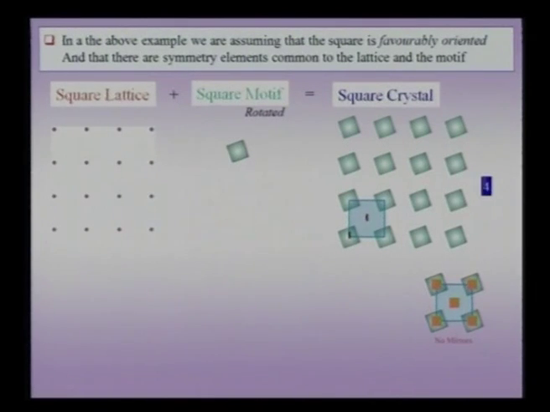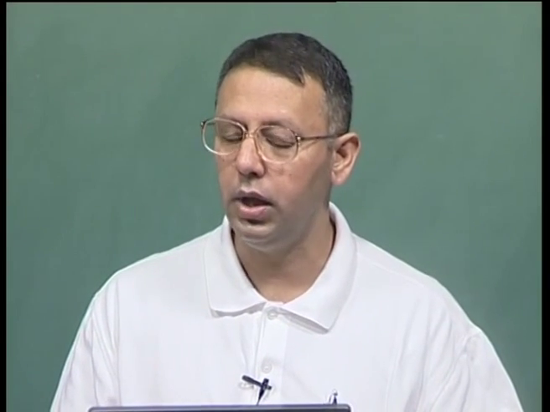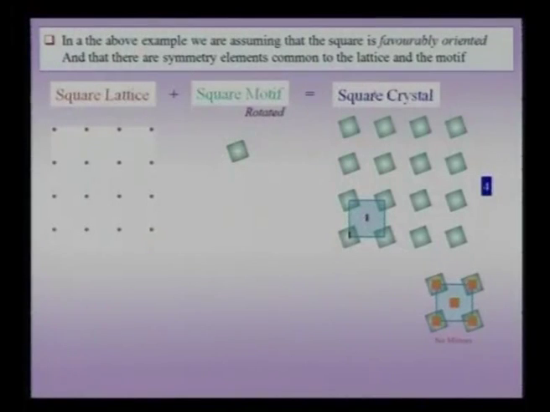Now it is the method of classification wherein we include 4mm and 4 both into the square class of crystals. In other words, the characteristic symmetry of all square crystals would be the presence of a fourfold axis, which is why I call this a square crystal, even though the symmetry of this crystal is lower than the symmetry of the lattice I started off with.